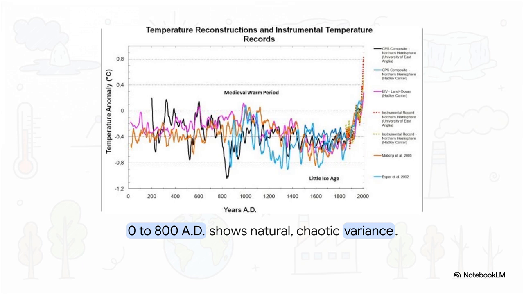You see those sharp little spikes up and down, like that black line plunging steeply just past 800 AD or spiking up around 200 AD? It's definitely not a smooth, straight path. It is the natural ebb and flow of the Earth's historical climate data playing out year after year.